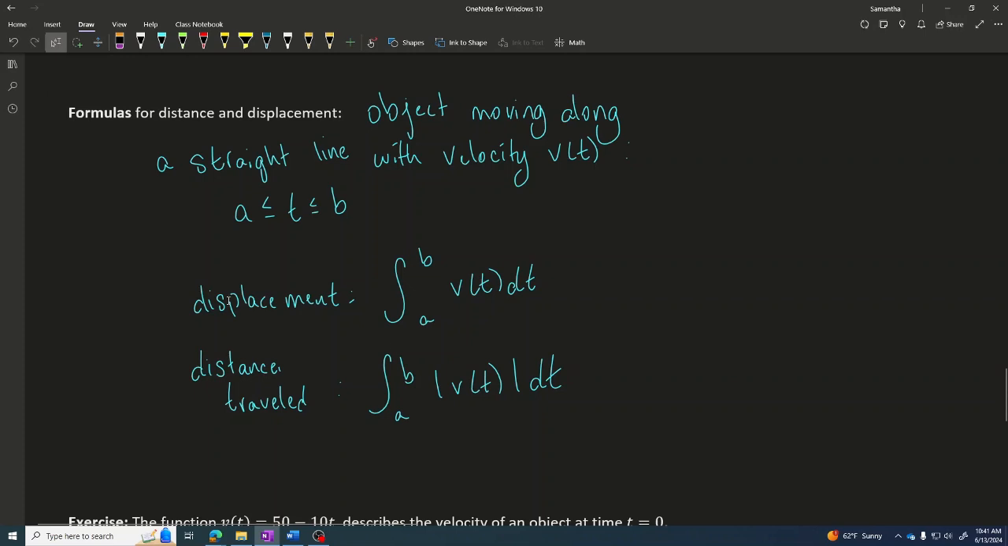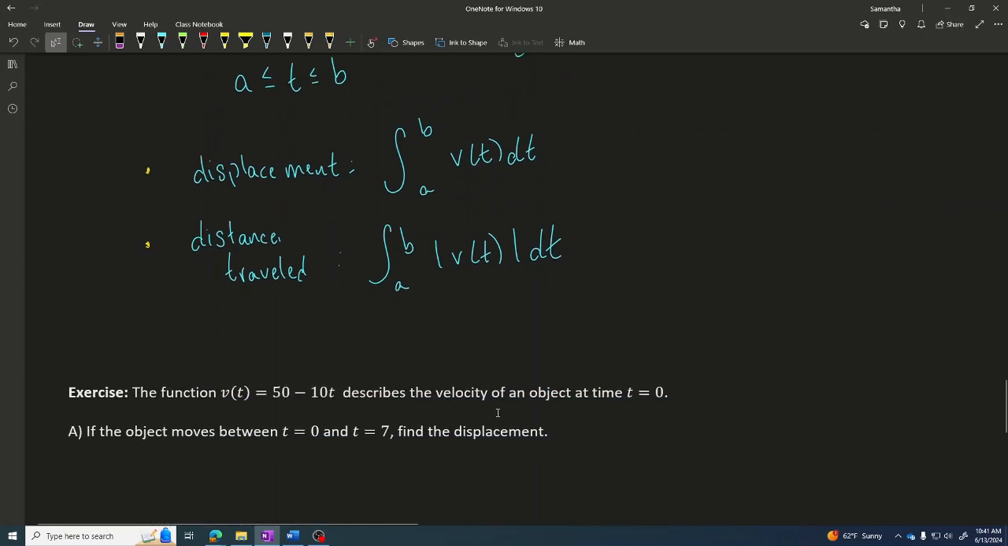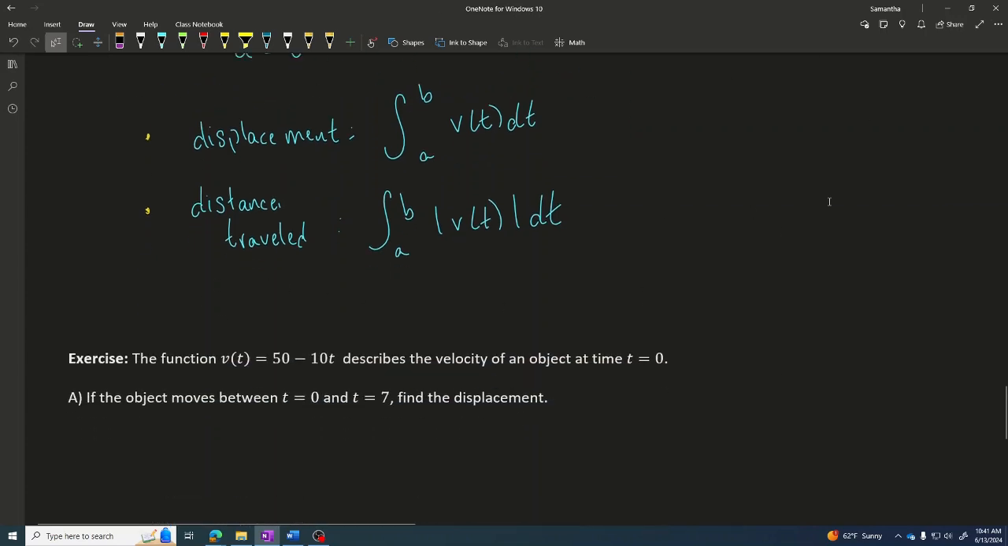These are the two formulas, the two integral formulas that can be used to calculate displacement and distance traveled of an object from its velocity. Let's get some practice using these formulas in one additional exercise.